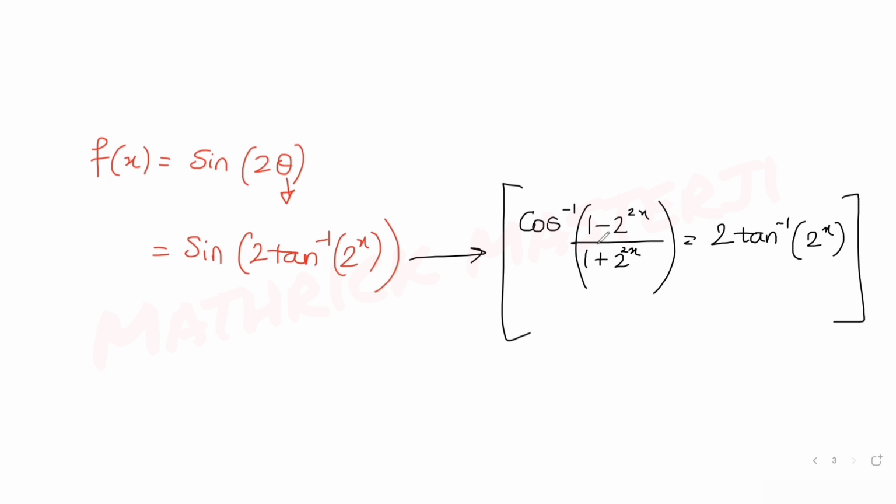So when I have cos inverse of (1 minus x square) upon (1 plus x square), I can write that as 2 tan inverse of x. So what I get from here is the understanding if I write it down.